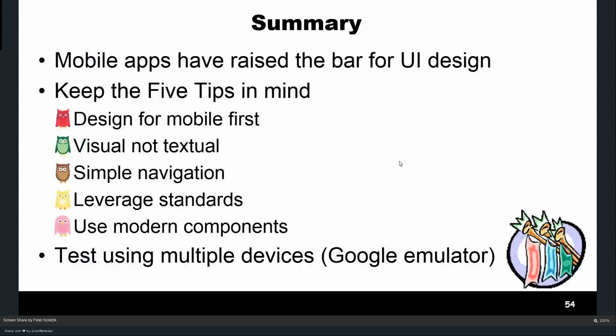All right, so we're going to summarize, and then I'll see if there's any questions. Mobile apps have raised the bar for UI design. Users are expecting you to write your business applications so that they look like mobile device apps. So you have to keep 5 principles in mind, 5 tips. Design for mobile first, visual not textual, simple navigation, leverage the standards, and use modern components. All that will get you a great way towards the goal of making your app look like a mobile app.